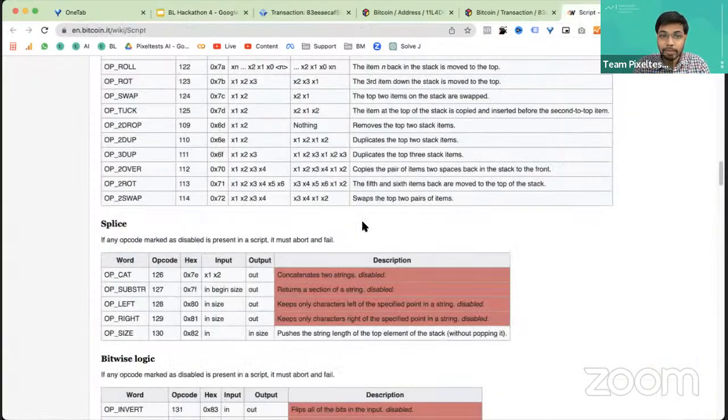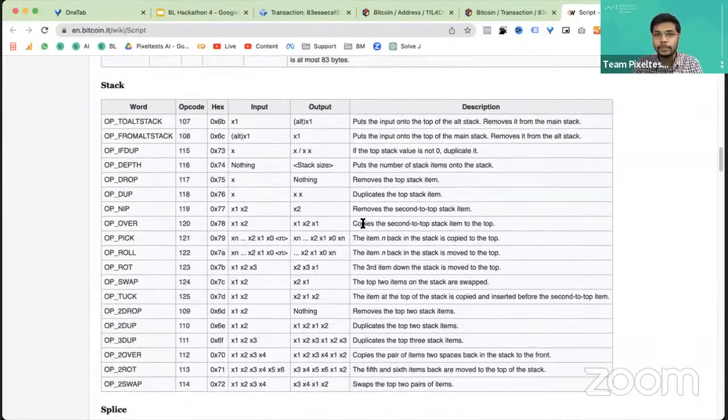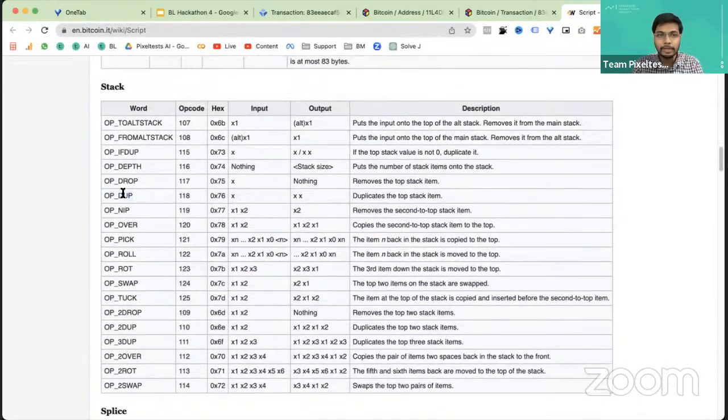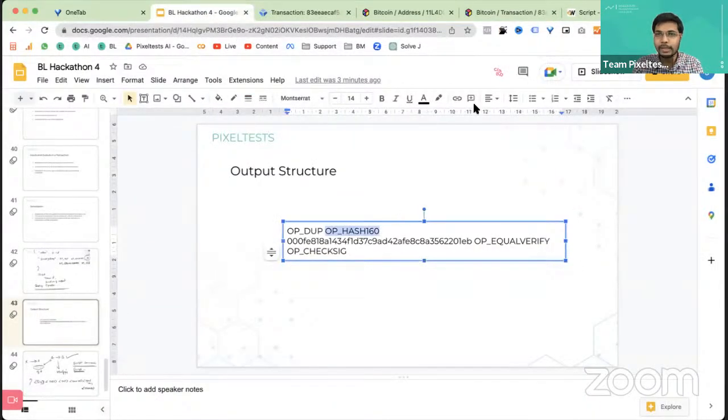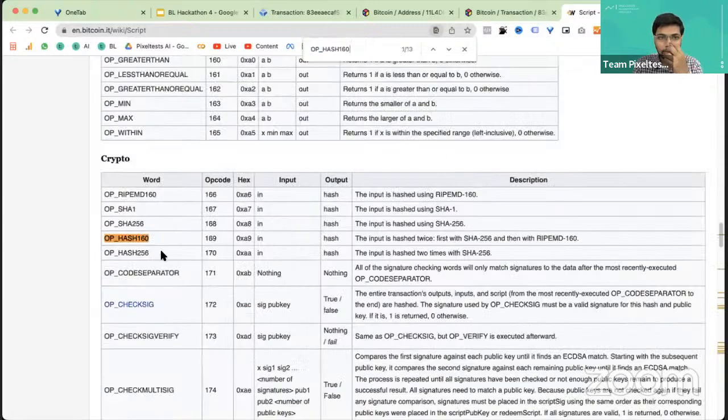Now, in this particular script, you can go into detail about all of them. Like we have OP_DUP, similarly we have OP_HASH160. What OP_HASH160 does is, whatever input is there, it is hashed twice, first with SHA-256 and then with RIPEMD-160. If you remember, we did something similar while generating the Bitcoin wallet address. So OP_HASH160 is going to hash it twice.